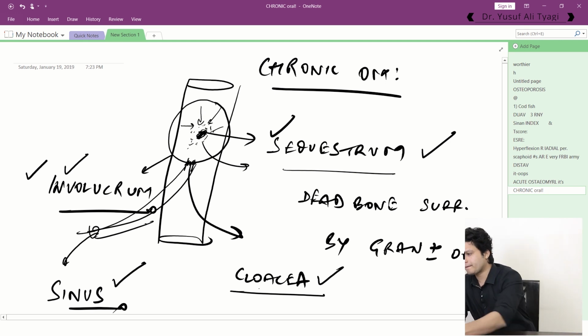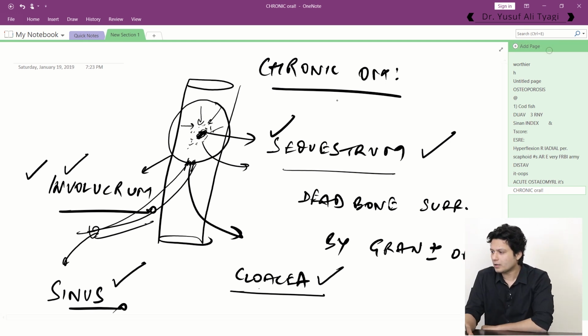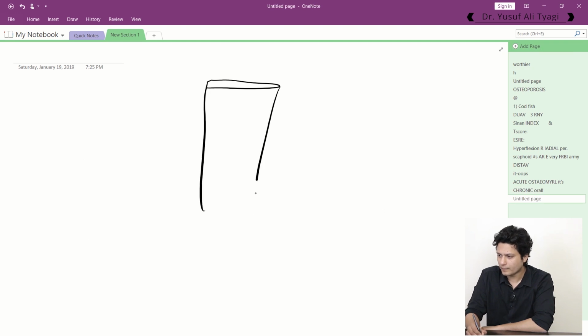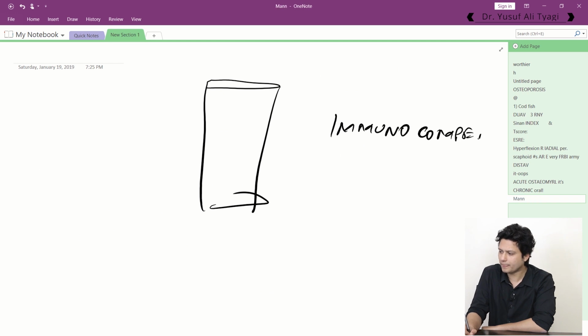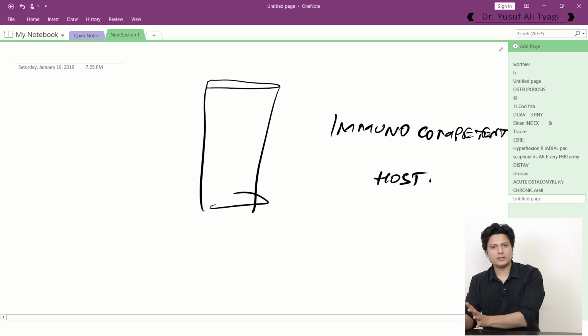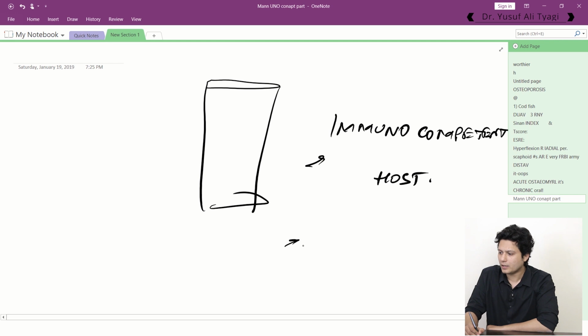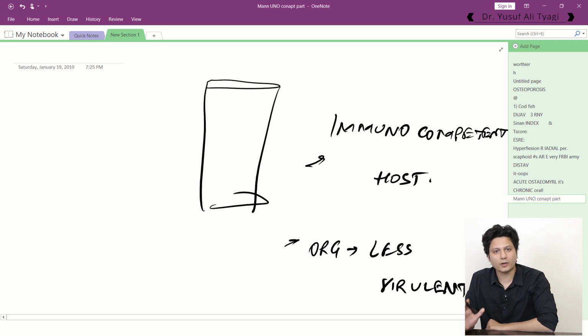Next, now imagine if there is a bone of an immunocompetent host. That means the individual is healthy, the individual is immunocompetent. Or the second possibility is that the organism is relatively less virulent.